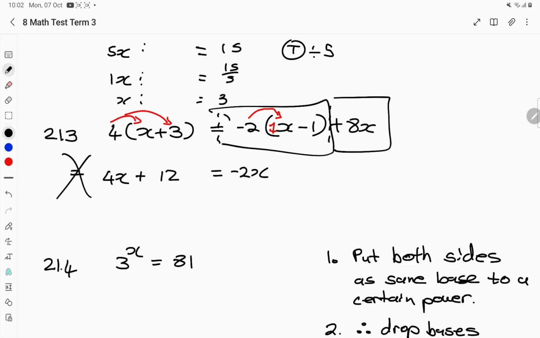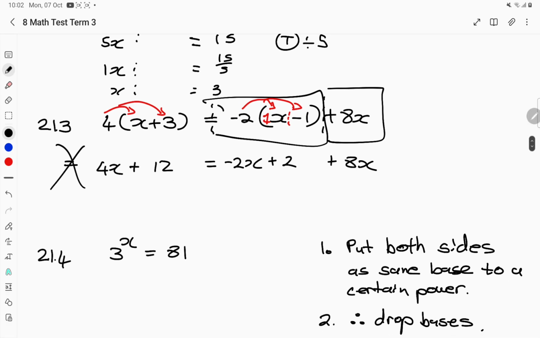2 times x, the x just goes there. And negative 2 times a negative 1 over there. Negative 2 times negative 1 is a positive 2. And then that plus x, nothing can be simplified there. It just remains as is. Plus 8x just remains as is.